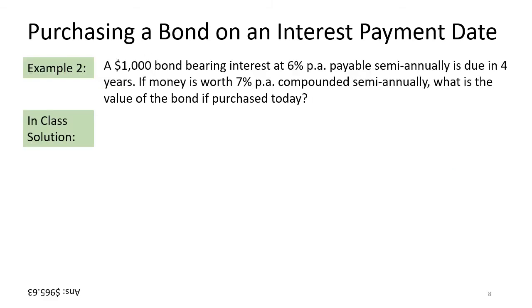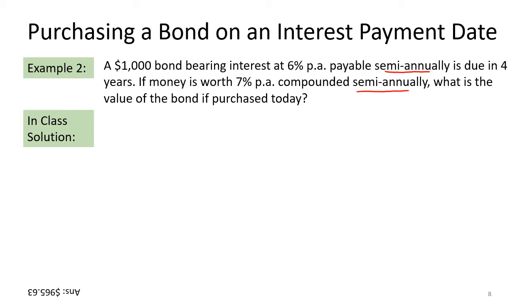So our first example, a $1,000 bond bearing interest at 6% per annum, payable semi-annually, is due in 4 years. If money is worth 7% per annum compounded semi-annually, what is the value of the bond if purchased today? First thing you notice, okay, semi-annual and semi-annual, so that means since the payment period frequency and the interest compounding frequency are the same, it's an ordinary simple annuity.